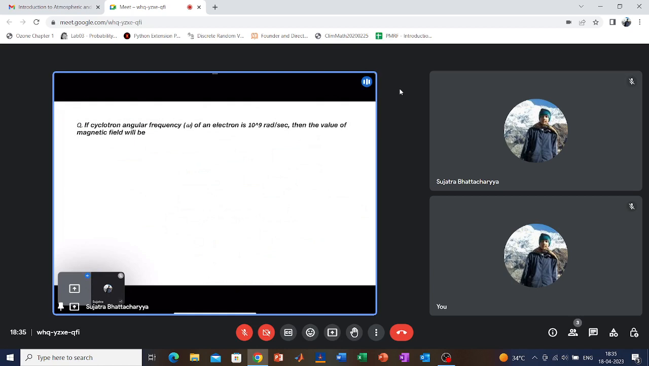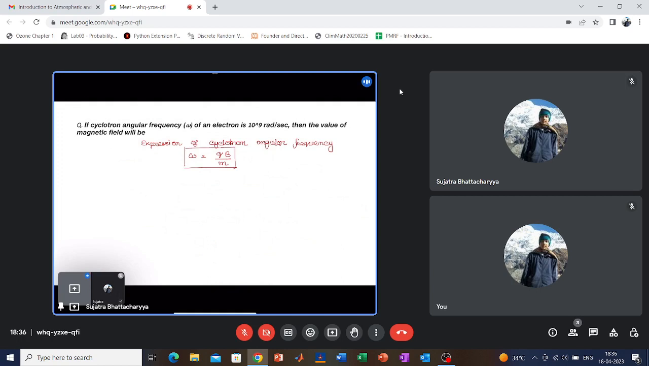Okay, so the expression of cyclotron angular frequency is omega given by q into B by m. This is the expression of the cyclotron frequency, which we have seen in the earlier class.